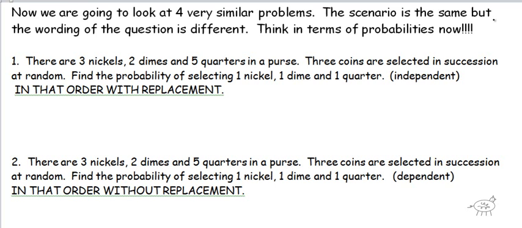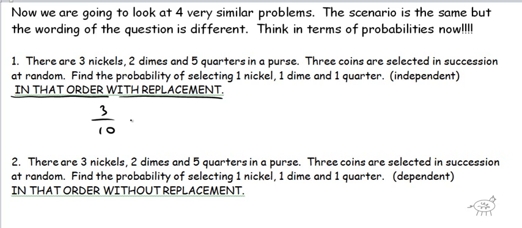So again, these are independent events because it's in that order. I've even bolded or highlighted this here: in that order with replacement. Those are the words you have to think about. So do you agree, since I'm putting it back, what's the probability? Well, what's the probability of getting a nickel? Isn't it 3 out of 10?